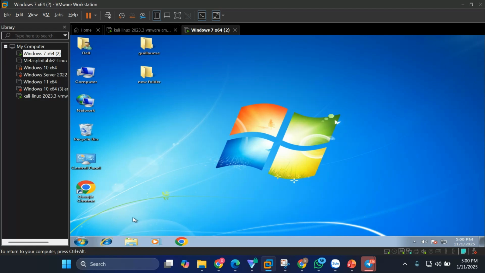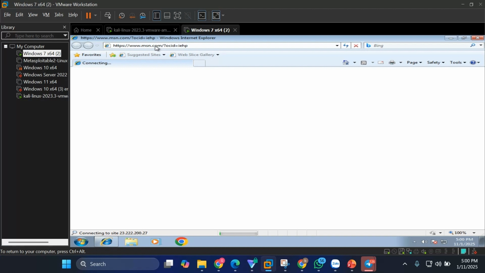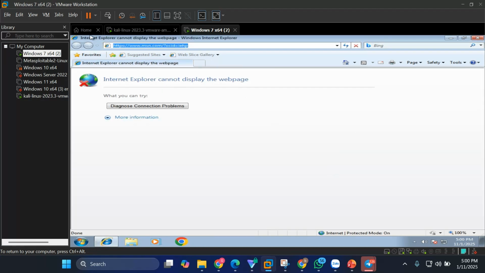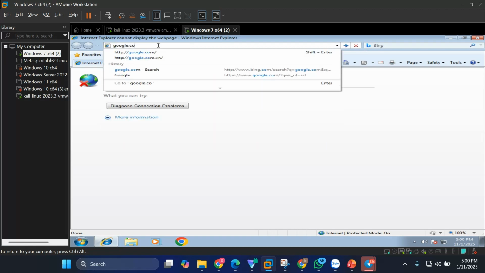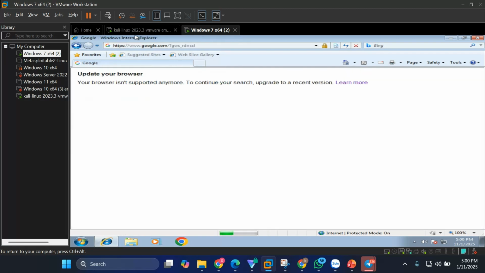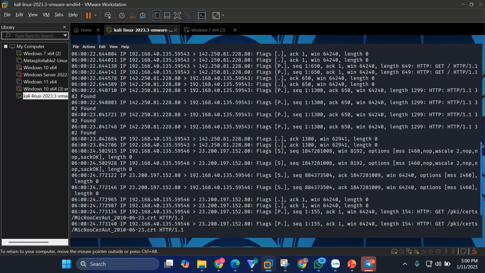So let us launch something like Explorer and come back here, and let's just say google.com and hit enter like this. And then we are going to come back to our Kali Linux and see what happens. And you can see the magic. You can see that we have captured traffic. Let me take it up.